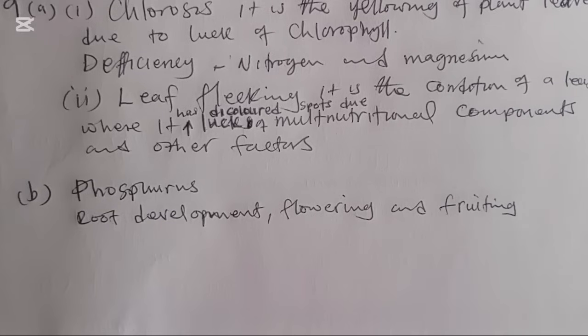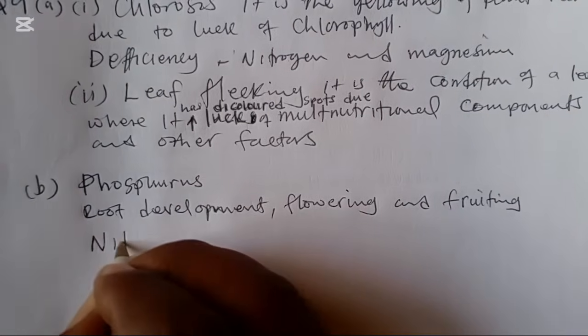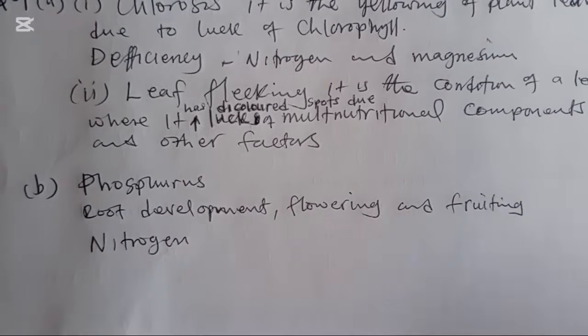Then we have nitrogen. The function of nitrogen is for general growth of plants, which are leaves and stem. Then the other one is chlorophyll production.